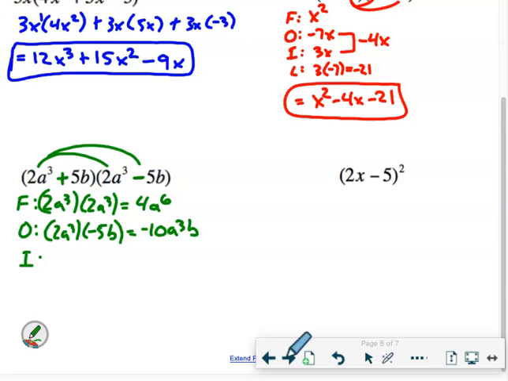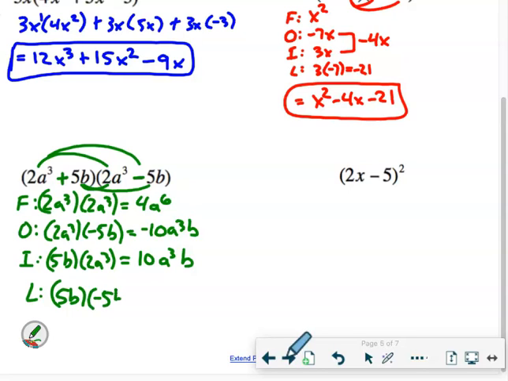Okay, insides is going to be exactly the same thing. We have 5b times 2a to the third. The only difference here is we don't have a negative. This is a positive 10, and I'm going to write a to the third b again. Just write it in the same order. And then we have last, 5b times negative 5b. 5 times negative 5 is negative 25. b times b is b squared.